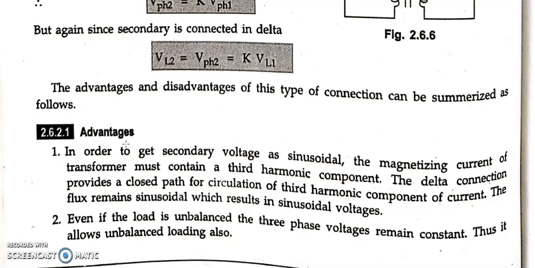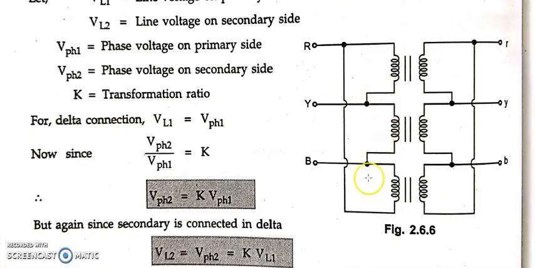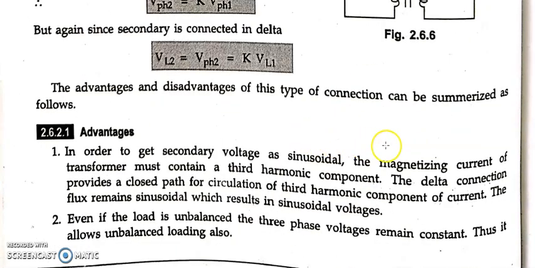Here we have a bank of three single phase transformers, or it may be a single delta type three phase transformer. We know that a third harmonic is present. For the generation of sinusoidal voltage in the secondary, the third harmonic should always be present, so that it will always flow inside the delta part of the circuit. So that will not be seen on the secondary side, it will be absorbed by the delta part itself, which results in a sinusoidal voltage in the secondary.